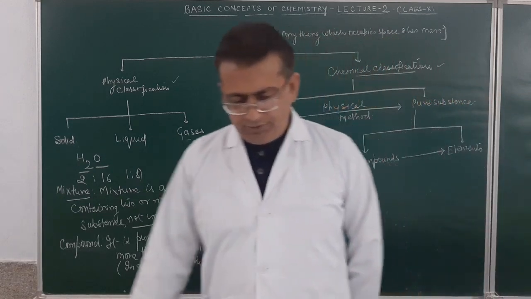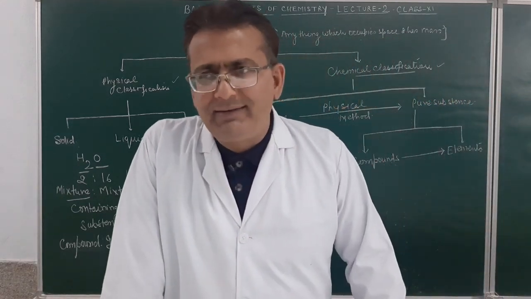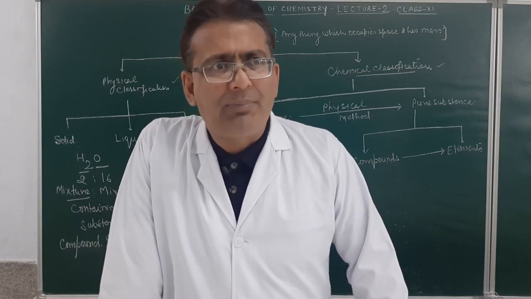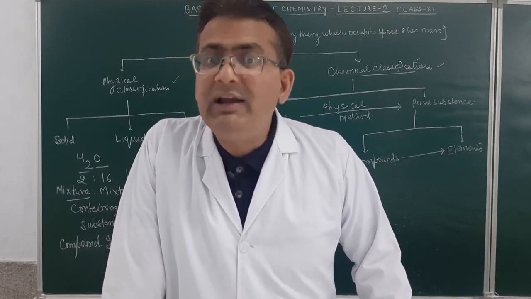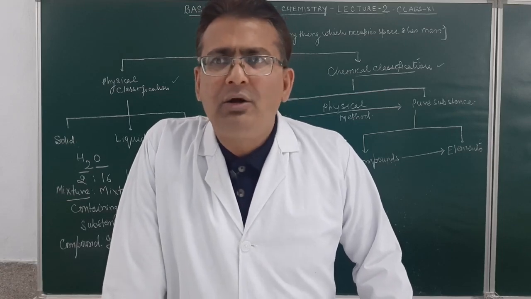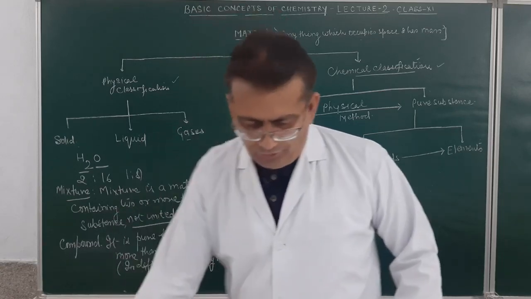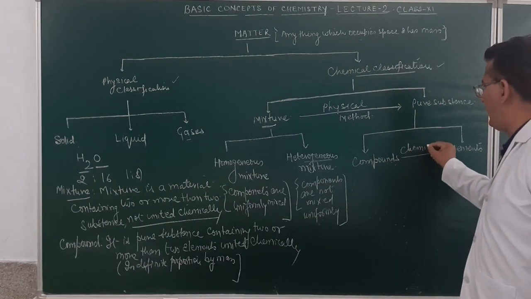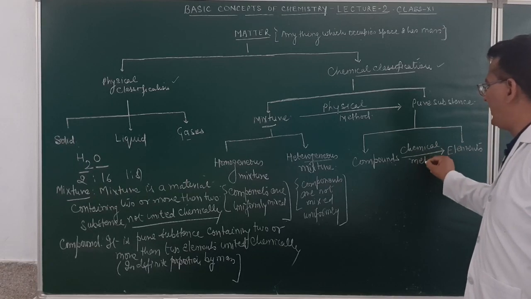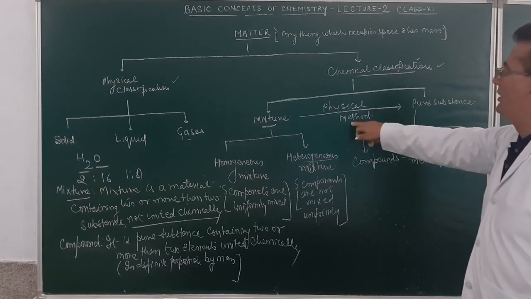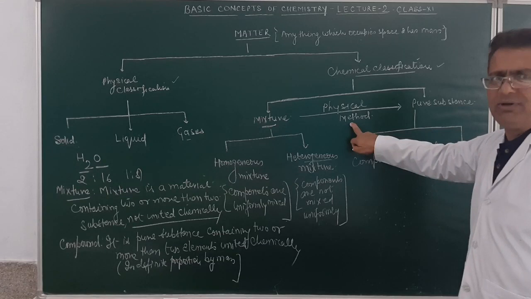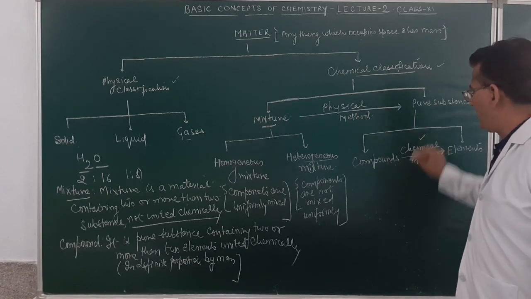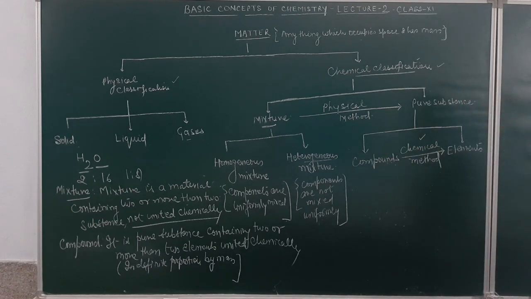And how do we separate the compounds into elements? For example, water consists of hydrogen and oxygen. It can be separated into hydrogen and oxygen by electrolysis, or by a chemical method of separation. So by the chemical method of separation, compounds can be separated into the elements. Just see over here, the mixture was separated by a physical method, but here it is the chemical method of separation.